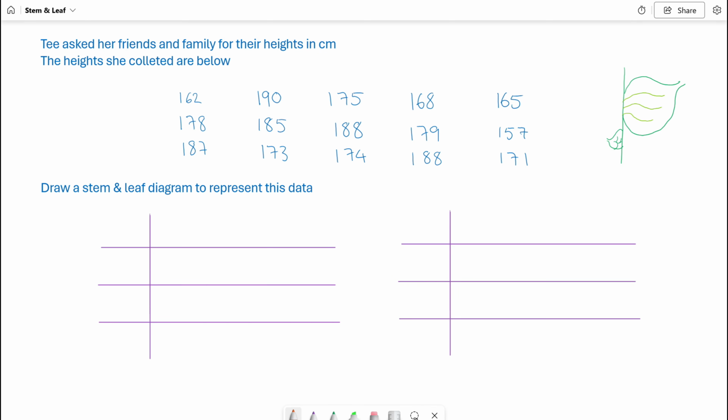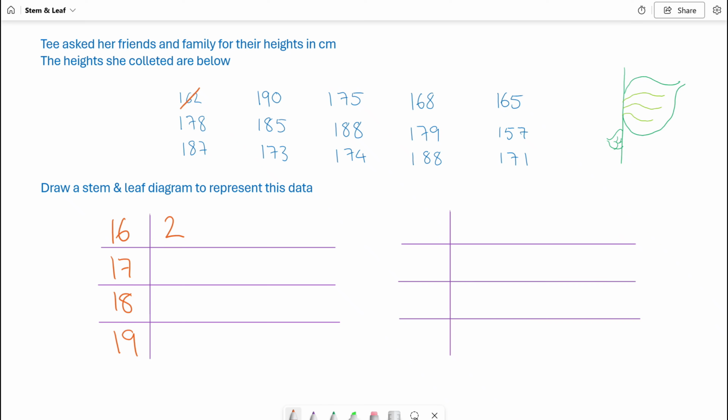The things in the leaves, you can only put single digits in from 0 to 9. Everything on this side would be the rest of the number. So this first number is 162. So I'll put 16 on the stem and 2 on the leaf. Yeah? And I'm just going to cross that off as well. We've got 16, we've got 17, we've got 18, and we've got 19. So now we're just going to write our numbers on the leaf.